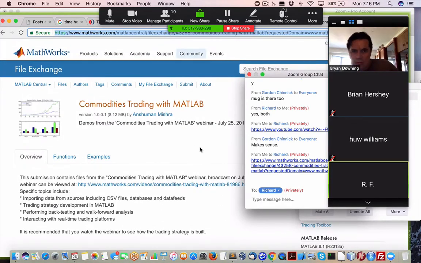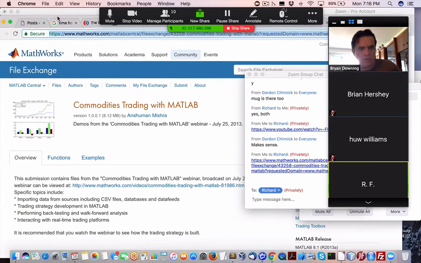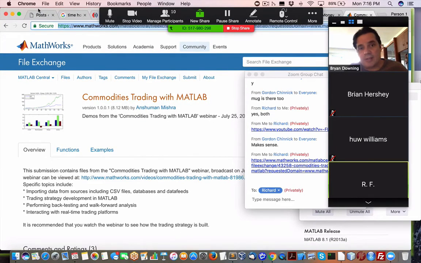This may work. I don't know when the last update was. July, so you've got July 2013. I do remember this did break after a specific version of MATLAB, so just so you know that. But if you ever wanted to play around with this kind of app, it's really good to get a solid understanding of what I'm talking about when it comes to value at risk for your portfolio. And this is specific to commodity trading.